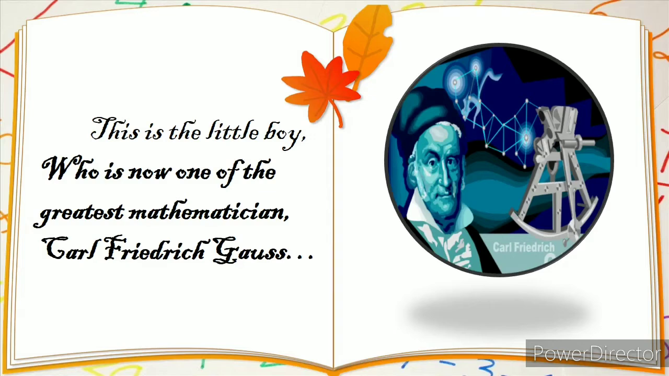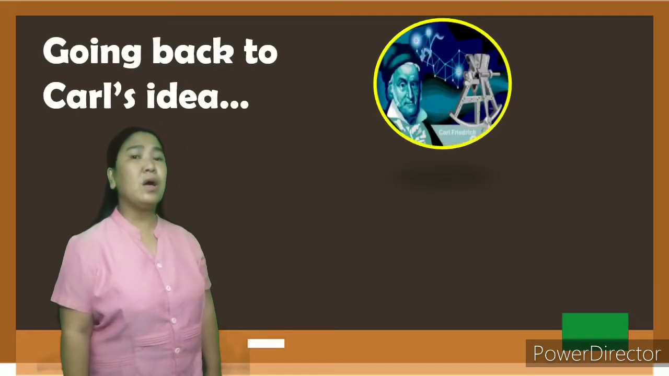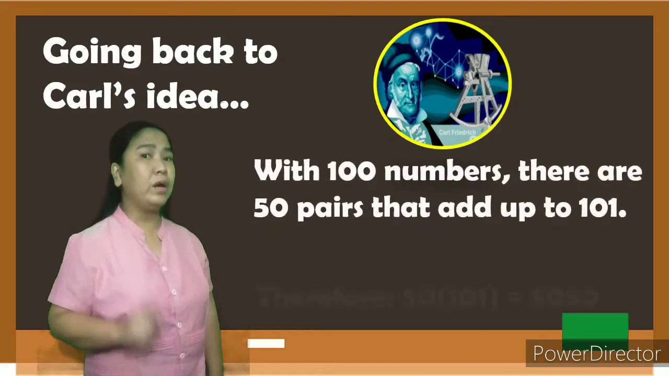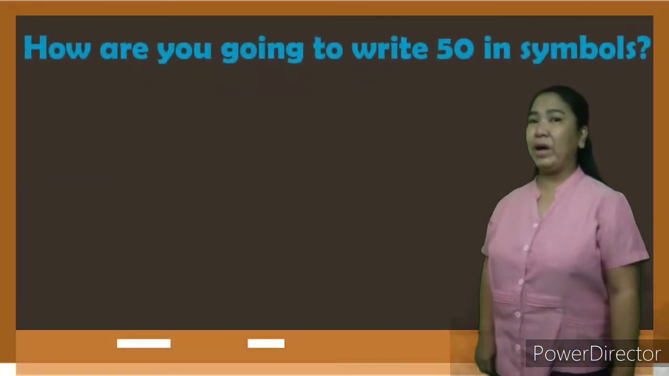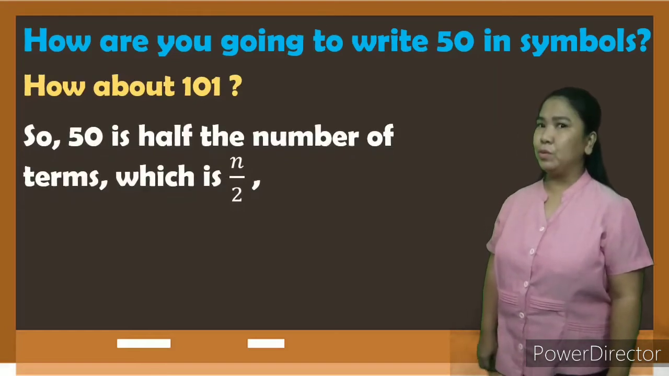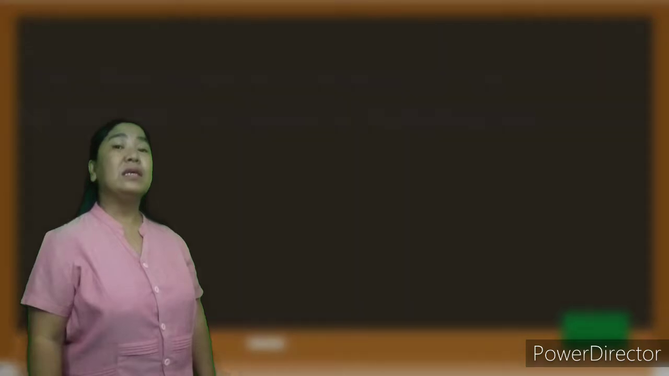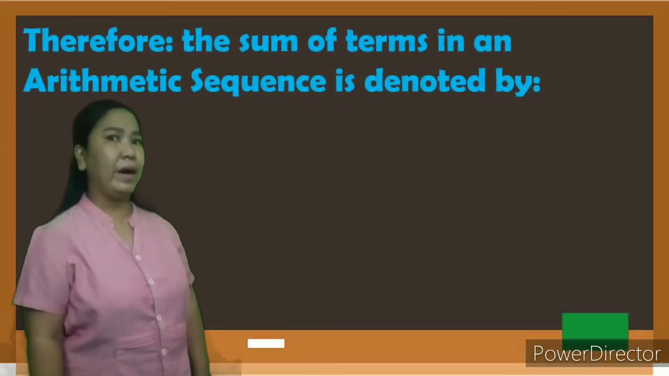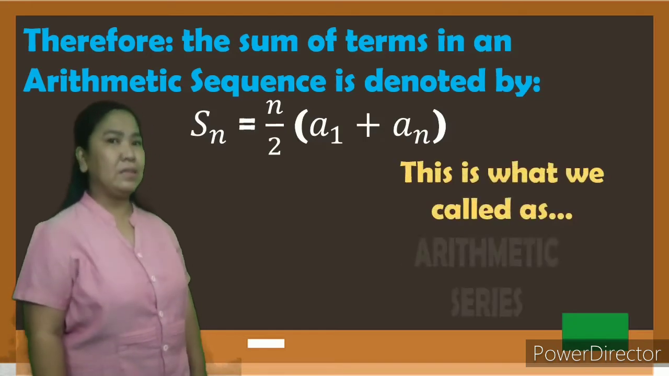This is the little boy, who is now one of the greatest mathematicians, Carl Friedrich Gauss. Going back to Carl's idea, with 100 numbers, there are 50 pairs of numbers that add up to 101. Therefore, 50 multiplied by 101 is equal to 5,050. How are you going to write 50 in symbols? What about 101? 50 is half the number of terms, which is n over 2. 101 is the sum of the first and the last term, which is a sub 1 plus a sub n. Therefore, the sum of the terms in an arithmetic sequence is denoted by S sub n, which is equal to n over 2 multiplied by the quantity a sub 1 plus a sub n. This is what we call an arithmetic series.